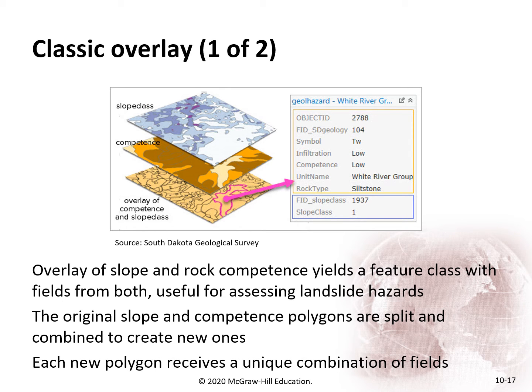The other option is a classic overlay. So here we're looking at 1 of 2 options. Overlay of slope and rock competency yields a feature class with fields from both. It's useful for assessing landslides. The original slope and competence polygons are split and combined to create new ones. Each new polygon receives a unique combination of the data from both data sets.